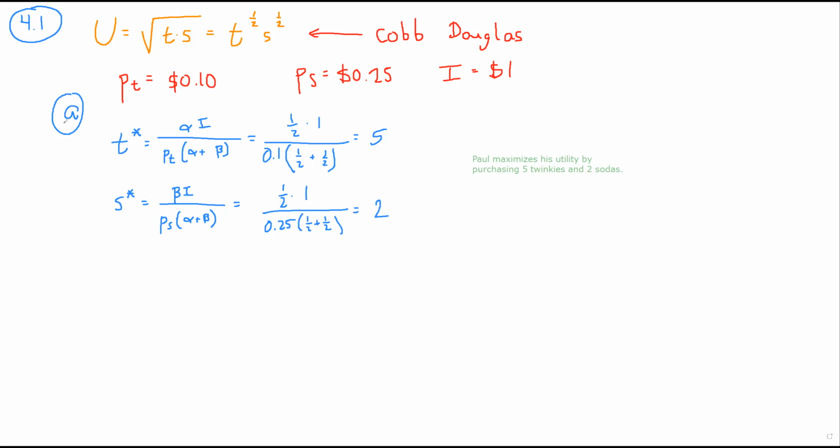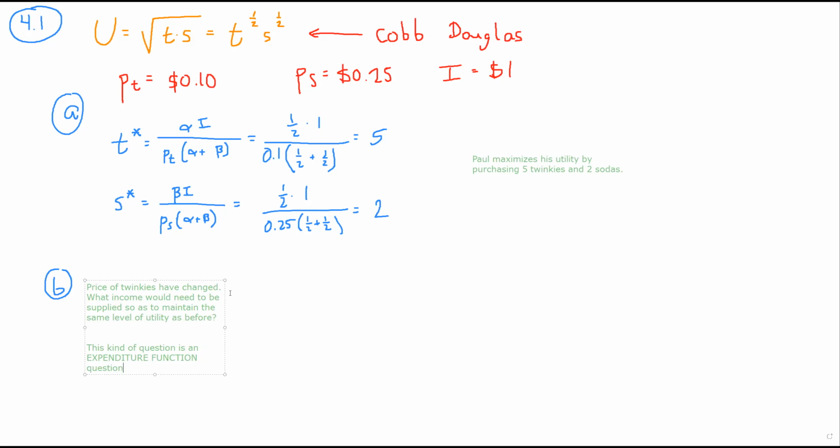Part B says, if the school tries to discourage Twinkie consumption by increasing the price to 40 cents, by how much will Paul's mother have to increase his lunch allowance to provide him the same level of utility he received in Part A? This is an expenditure question. So the price of Twinkies has changed. What income would need to be supplied so as to maintain the same level of utility as before? This kind of question is an expenditure function question.